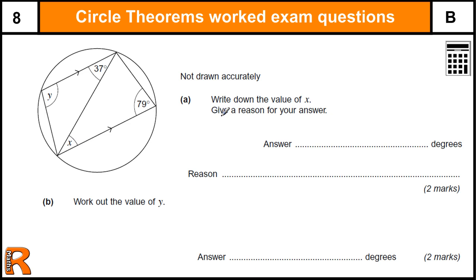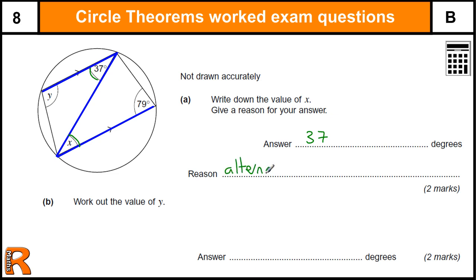Okay, so write down the value of x, give a reason for your answer. So if we're just writing it down, we should just be able to say what it is. Again, we have parallel lines, so we can use a parallel line rule here. This shape here formed by the parallel lines, these two angles are the same. We used to call this just the Z rule for parallel lines, but most exam boards want you to write the technical name for this, which is alternate angles. So x and 37 are the same, so it's 37 degrees.